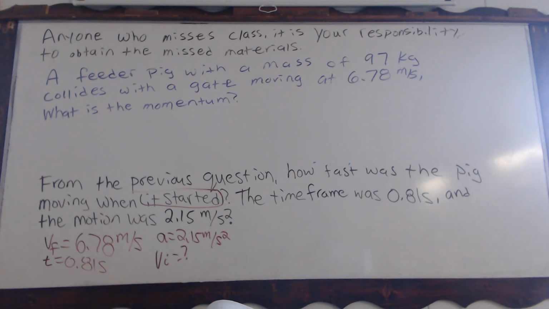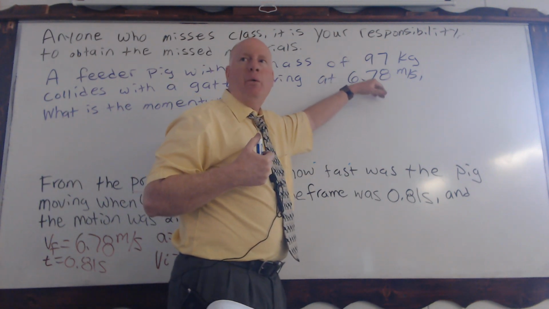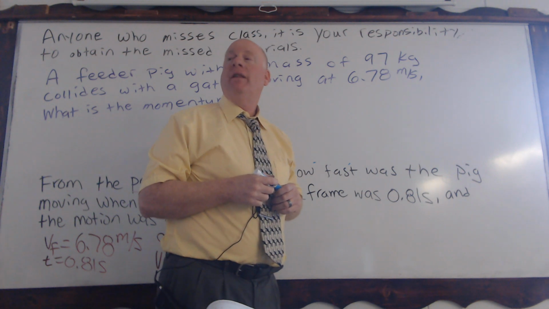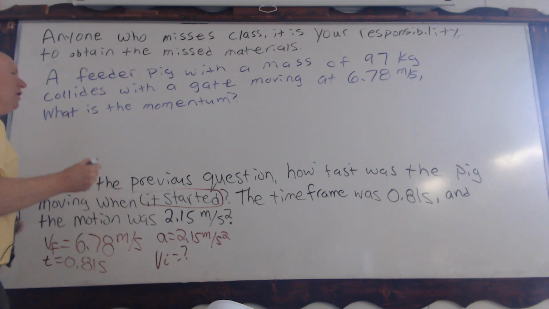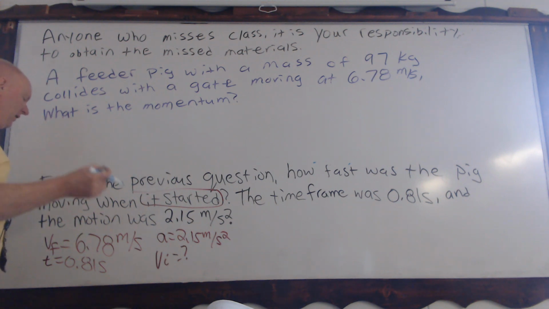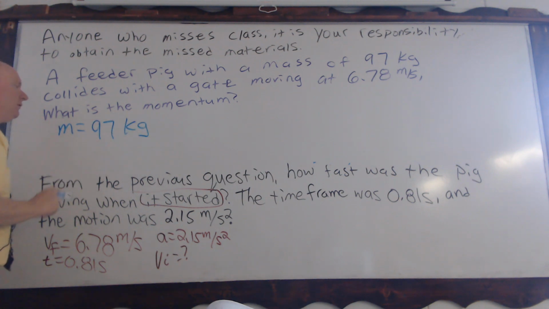So a feeder pig with a mass of 97 kilograms collides with a gate moving at 6.78 meters per second. What is the momentum? Which one of these variables is new that we have not talked about yet? Mass. We have not talked about mass yet. So how do you think you're going to label mass? If it's velocity, we just use V. If it's mass, we're probably going to use M. So our mass equals 97 kilograms.